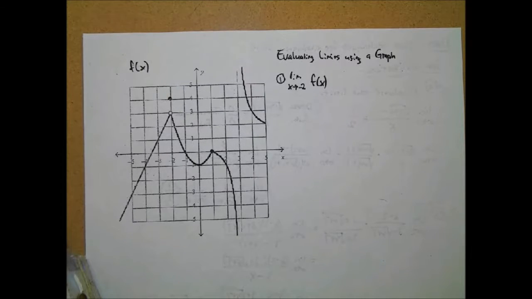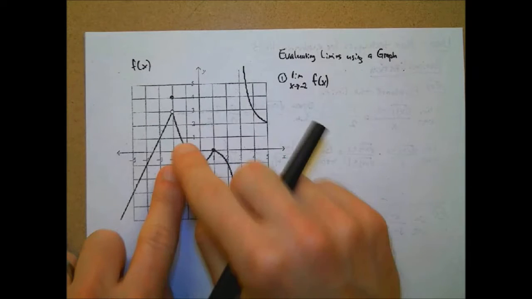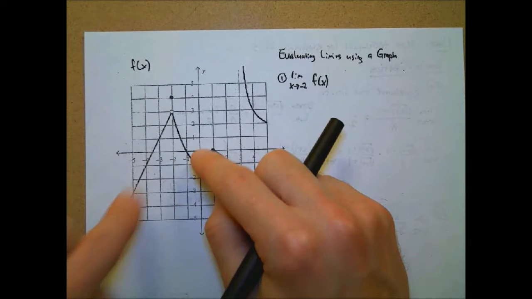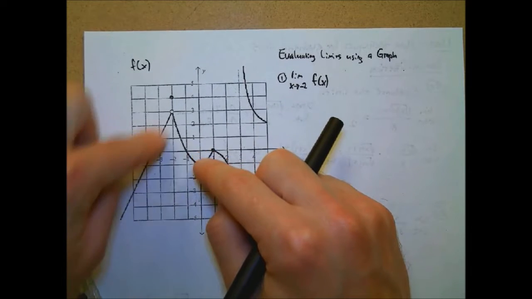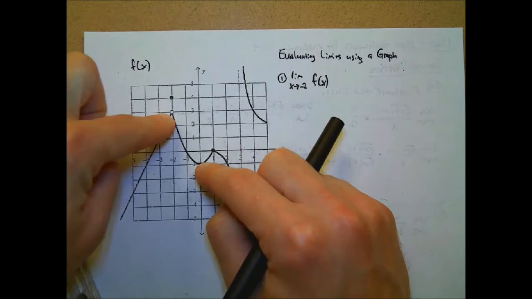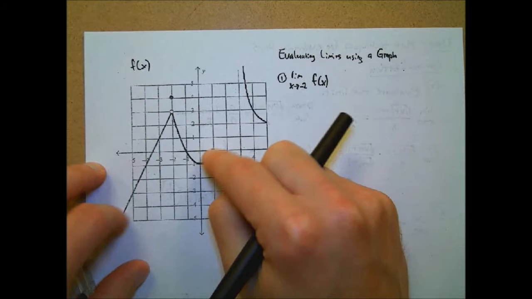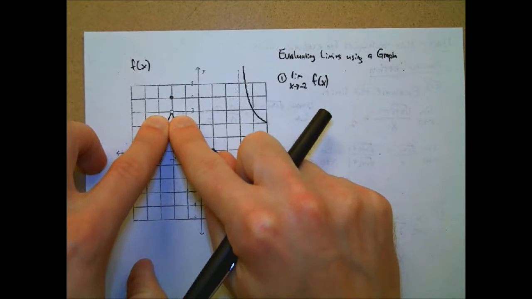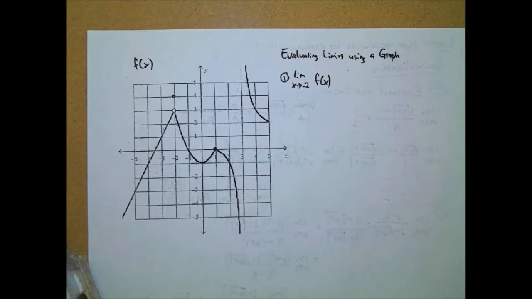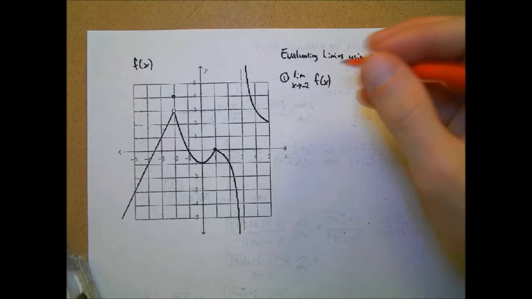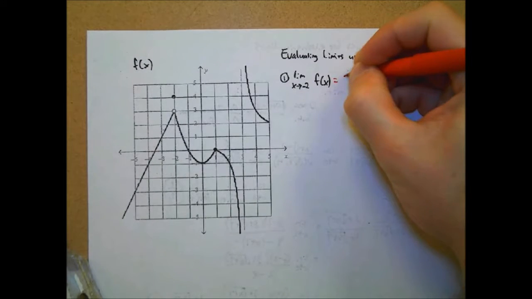As x approaches -2, so there's x equals -2. As we approach -2 from the left-hand side, we're going to be moving along this part of our graph. As we approach -2 from the right-hand side, we're going to be moving along this part of our graph. And both of these come together at a point at 3. And so, yes, the limit as x approaches -2 of f of x is 3 here.